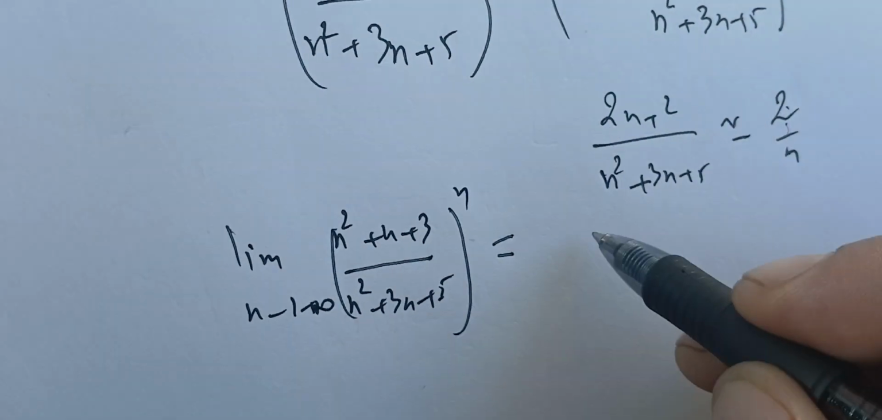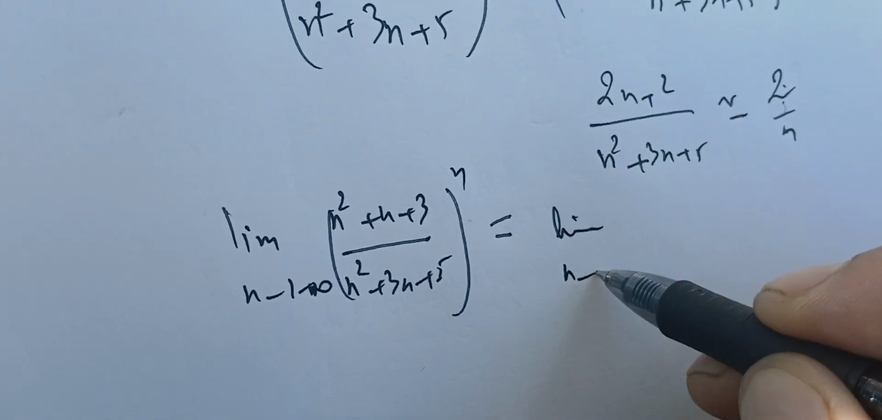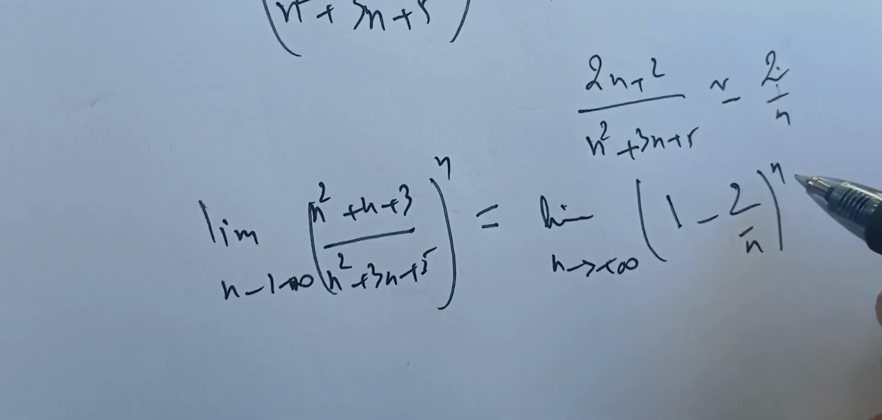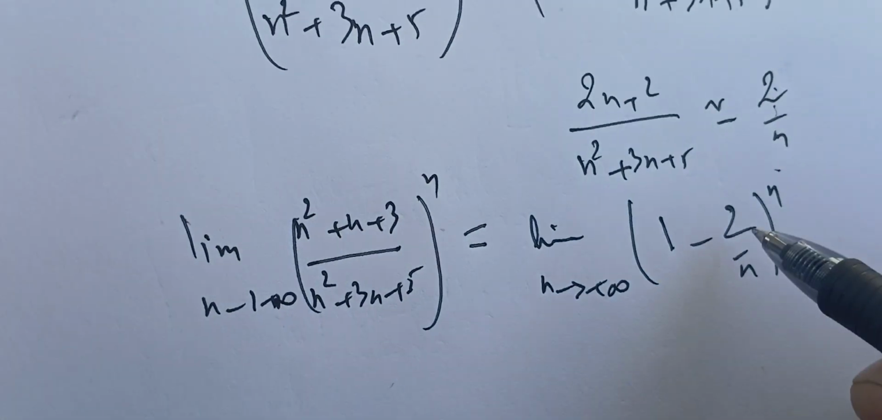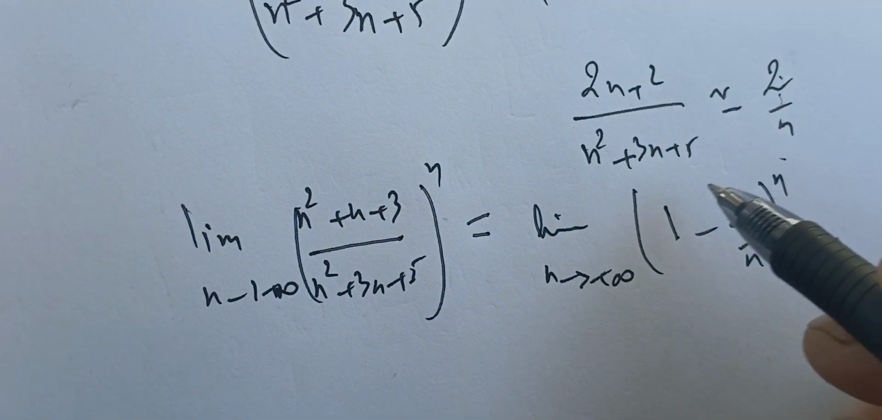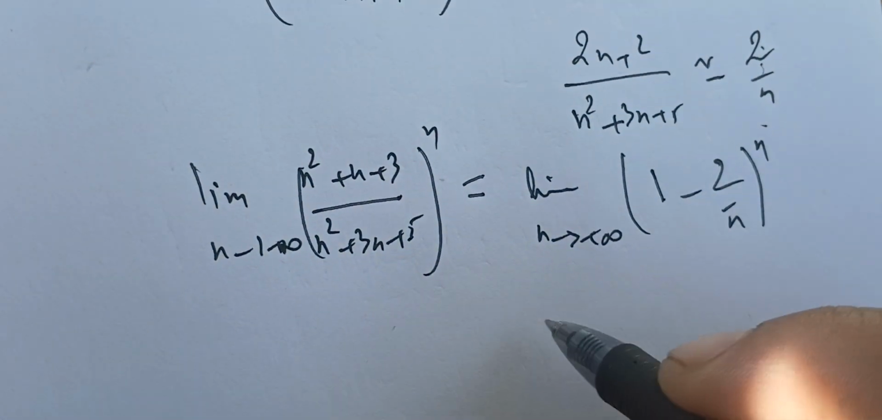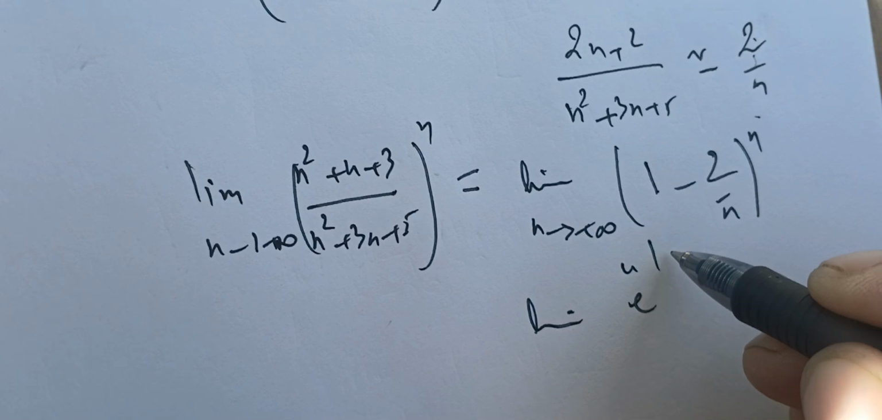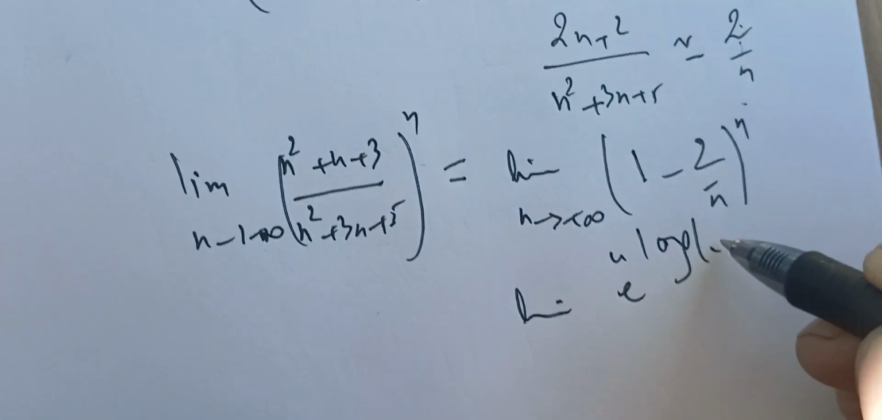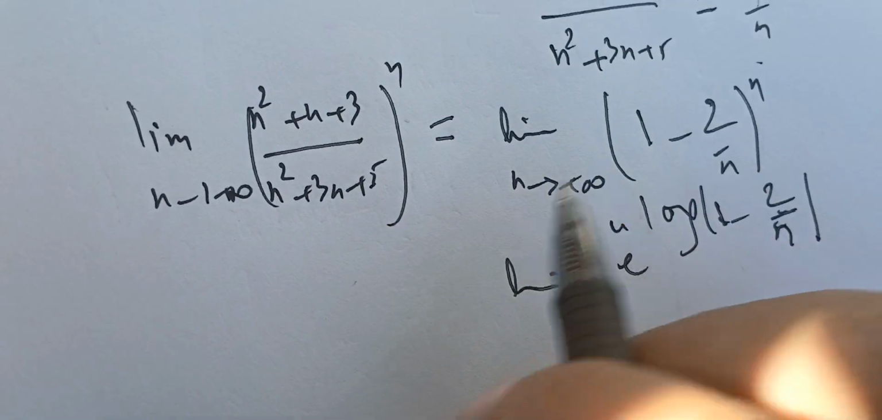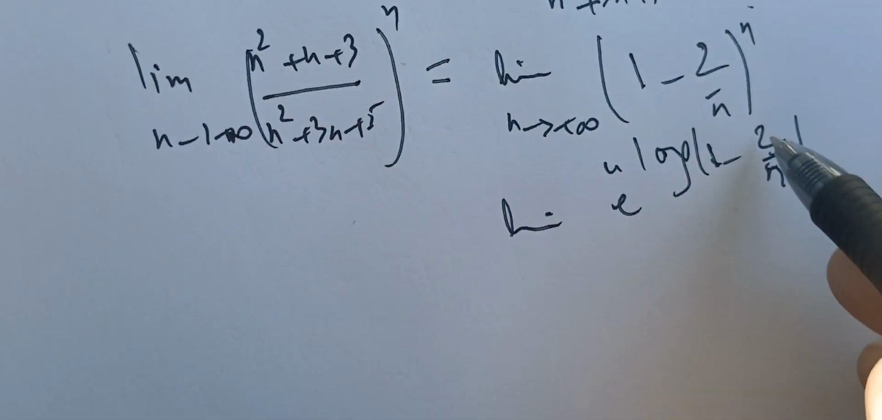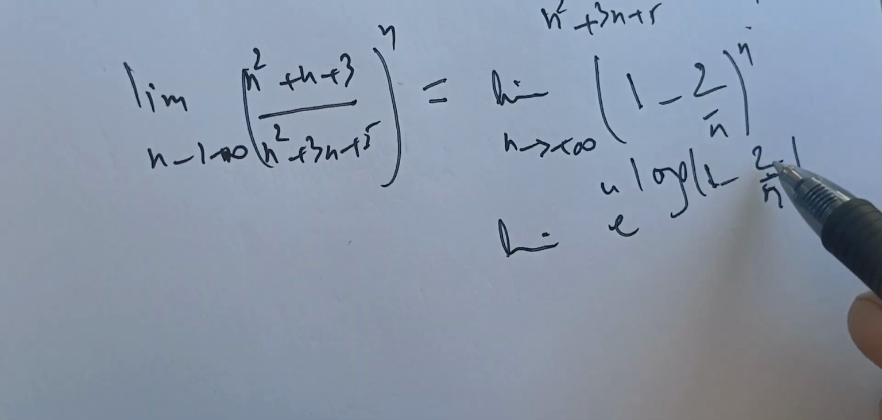If it's convergent, it's going to be the same as the limit as n goes to infinity of (1 minus 2 over n) to the power n. Yes, so we see that this is just some exponent. Here, if I use the equivalency now, I'm going to get the limit of e to the power n times the log of 1 minus 2 over n.